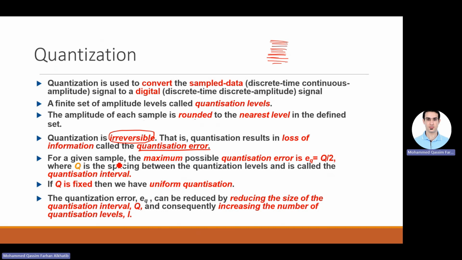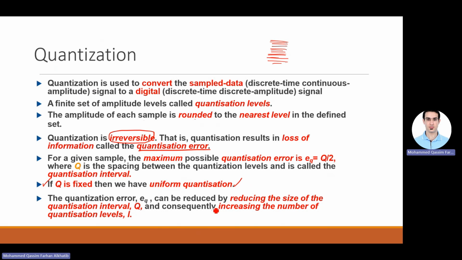So for a given sample, the maximum possible quantization error is Q over 2. Now Q is what we call the spacing between quantization levels, or the quantization interval. There is a certain formula for that. I think it will be covered later. So Q is usually fixed because these levels are equally spaced. So we have uniform quantization. I think there are other theories, but to the level of this course, it's always uniform quantization.